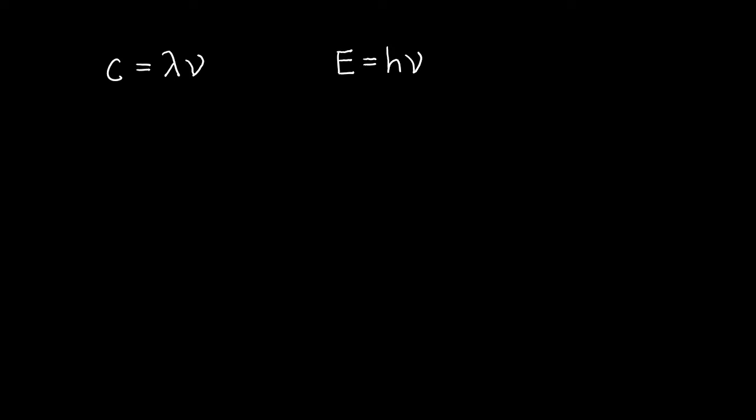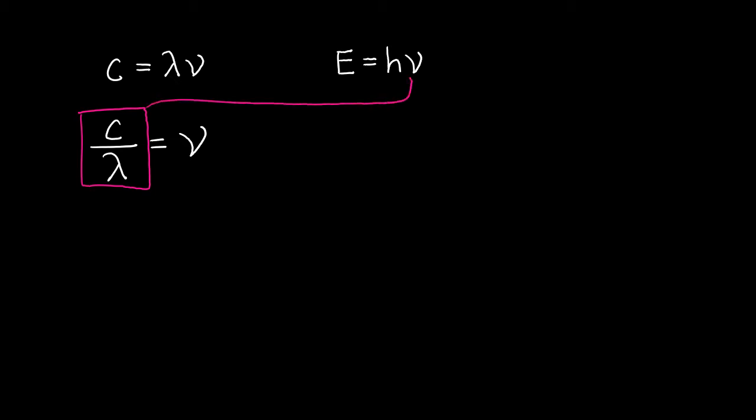Here are our two equations. The first thing I'm going to do is rearrange the first equation to solve for nu by dividing both sides by lambda. c divided by lambda, or the speed of light divided by the wavelength, equals the frequency. I can now take this and substitute it into where frequency is in the energy frequency equation. Doing so gives me energy equals h, Planck's constant, times c over lambda.